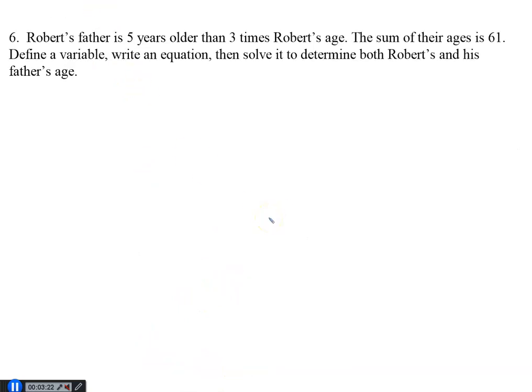All right, number 6, little word problem. Robert's father is 5 years older than 3 times Robert's age, and together their ages combined is 61. Define a variable. So when you see a problem like this on your test, I want you to pick one variable, not 2. I know there's 2 different people being talked about, but let's just pick a variable. And in this case, I'm going to let my variable represent Robert's age.